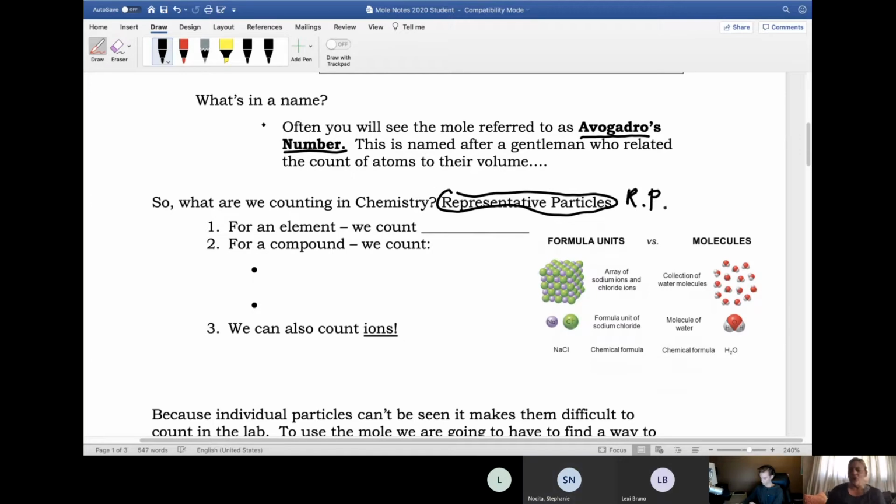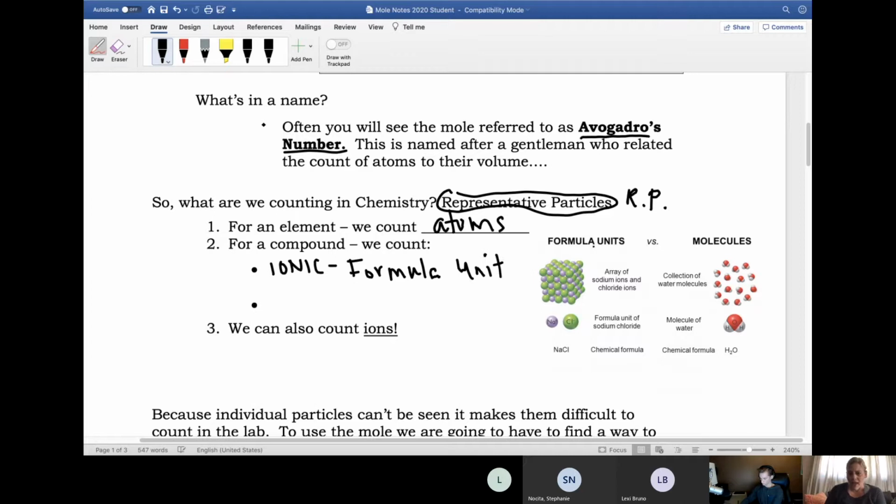A representative particle is just the smallest piece of a substance that still retains the properties of that substance. So for example, if I have a sample of an element like iron, I'm going to count iron atoms. So I'm going to use Avogadro's number to count atoms if we're talking about an element. For a compound, we're going to count one of two things. If I have an ionic compound, the smallest piece that we're counting, we call it a formula unit.